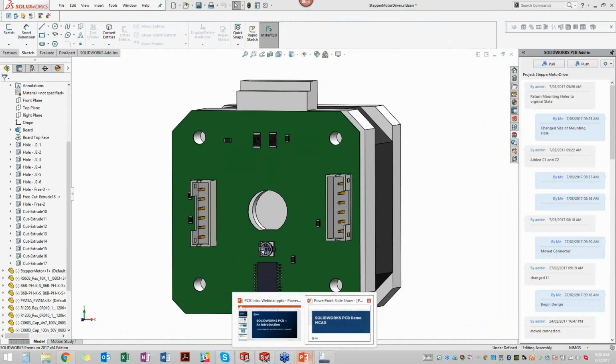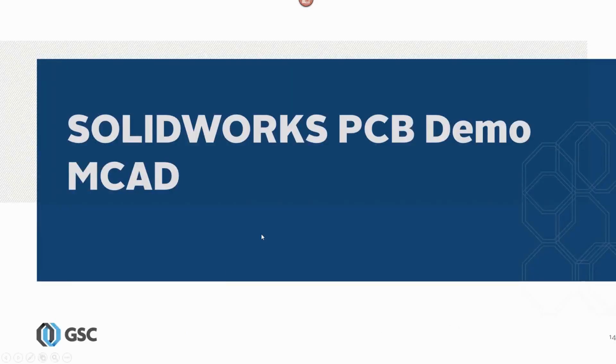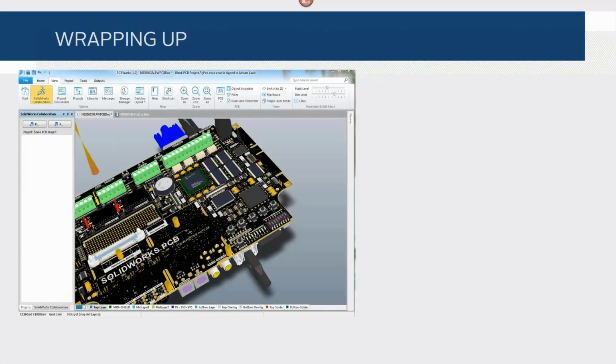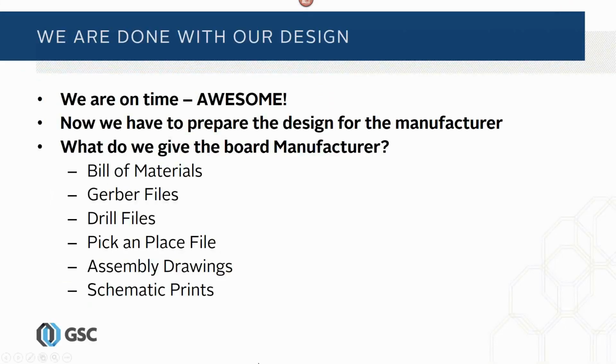All right, so let's flip back over here. So we're done with our design now. We're on time, which is awesome. We know that we have to prepare a design for the manufacturer, and we have to give our board manufacturer a bill of materials, Gerber files, drill files, pick and place, assembly, schematics, all of that information that goes together to make that circuit board. So let's go back and talk about what that is.